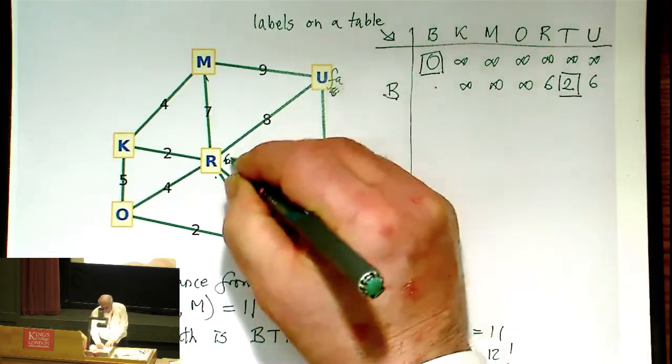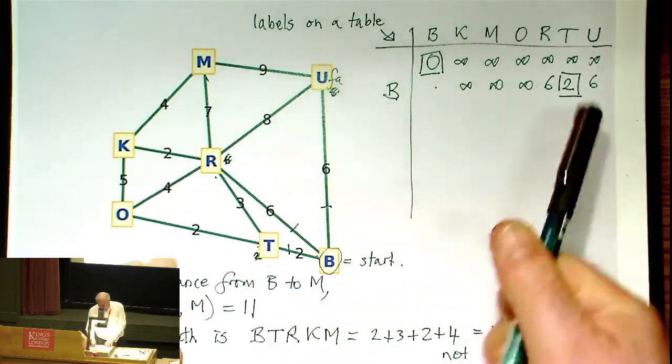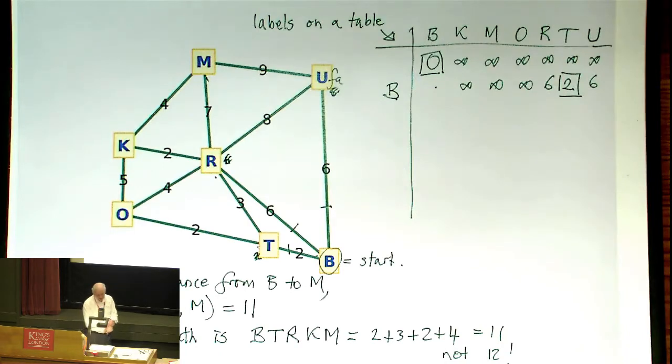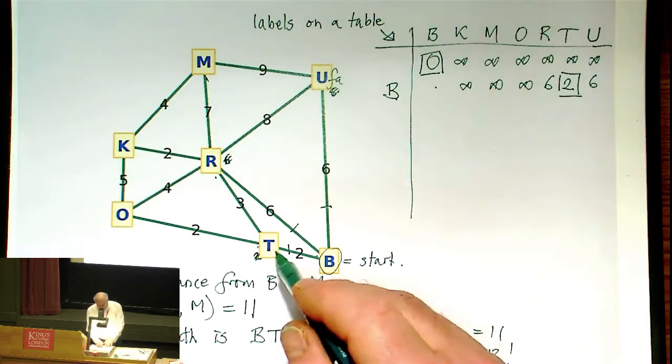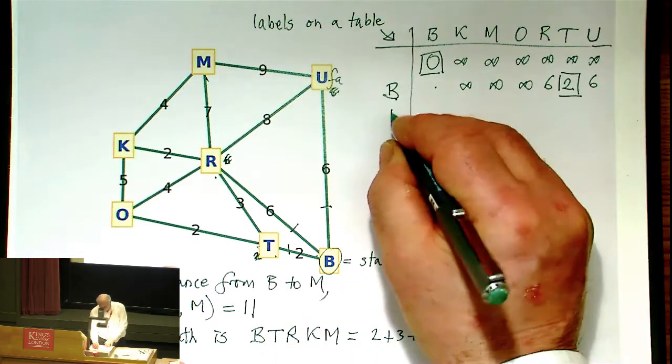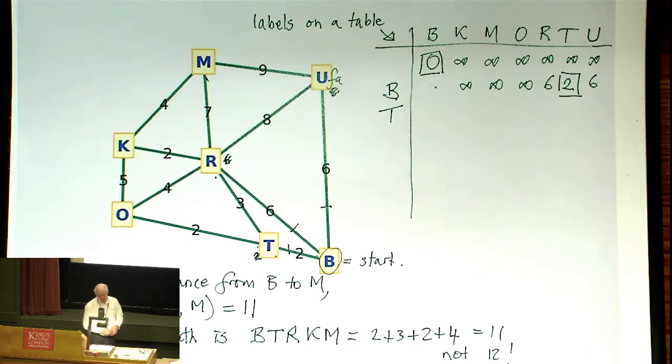I better get rid of those, they're too confusing. 2 is the smallest one. So that's telling you that we're going to bring T, Tbilisi, out of the queue, and we're going to use that as the next vertex to scan others.